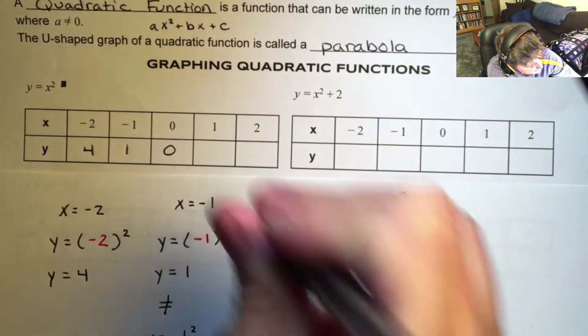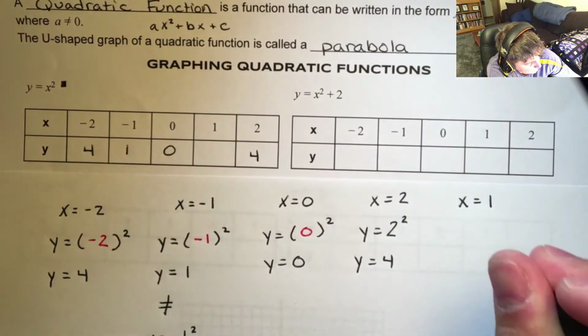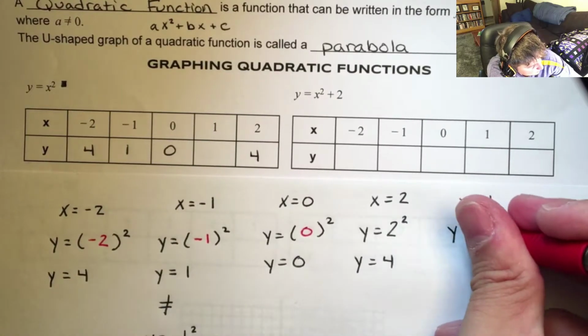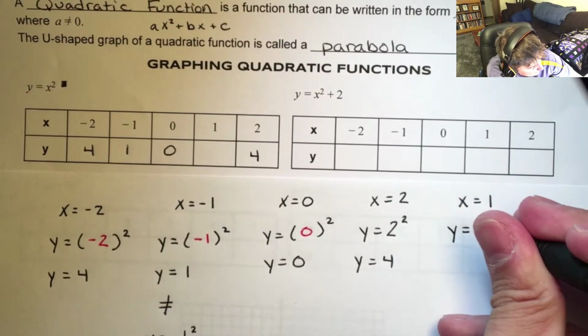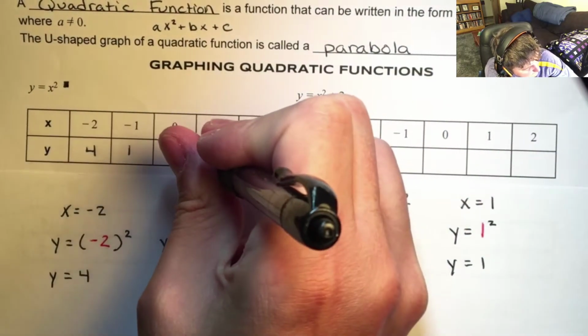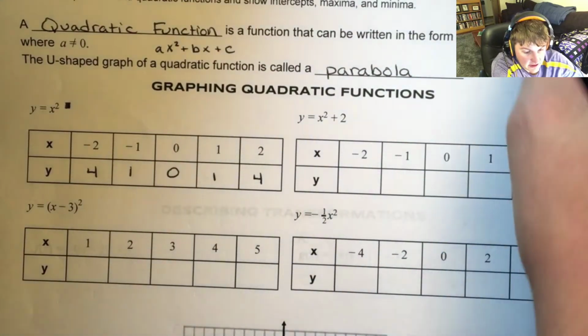Okay, and it looks like I accidentally skipped over x equals 1. That's no big deal. y is equal to 1 squared, and then 1 squared is just 1. Okay, so let's go ahead and graph these ordered pairs. (-2, 4). So let's go ahead and get to the graph.